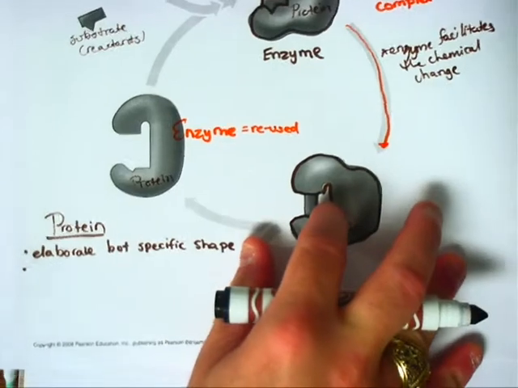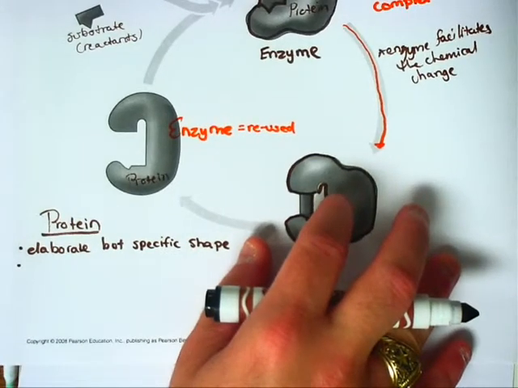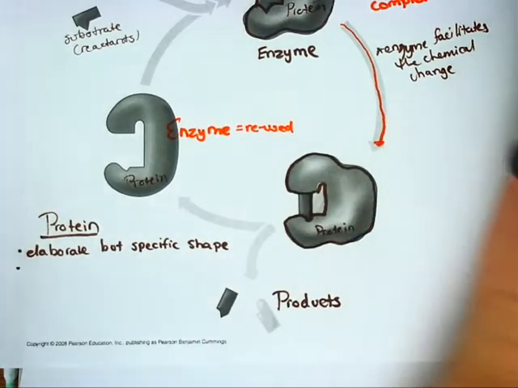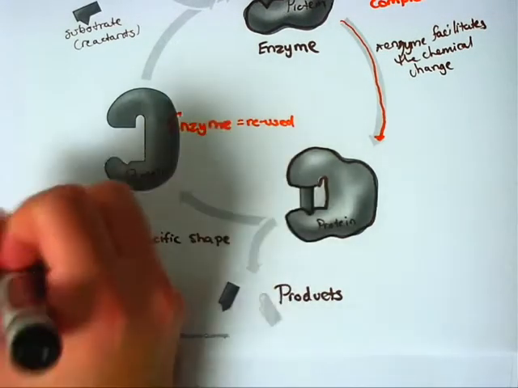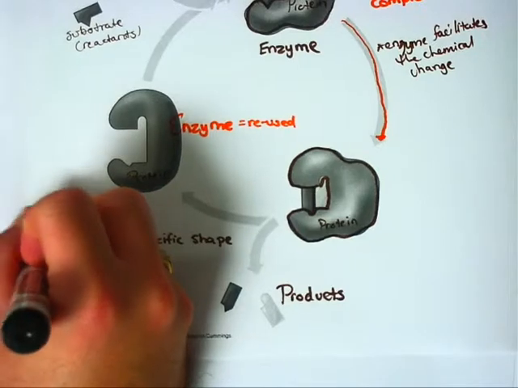Now, this elaborate but specific shape is unique only to that one protein. Where did the directions for that shape come from? DNA.